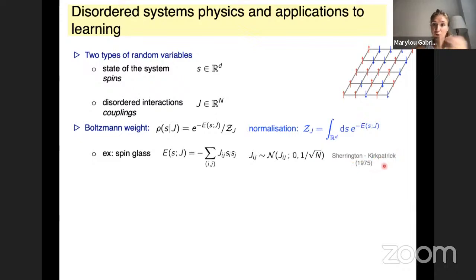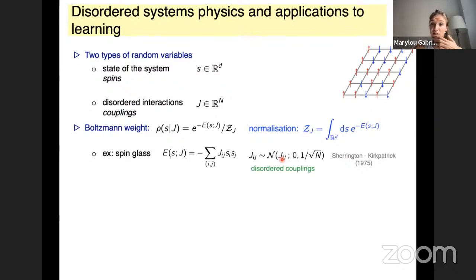So I'm sure you remember the ferromagnet, where all the Jij have the same sign, and all the spins want to be in the same direction. Here we have random interactions between the spins, and we can have frustration, with some spins that want to be up, some spins that want to be down, and maybe not everybody is happy. There is not one clear configuration that will minimize the energy.